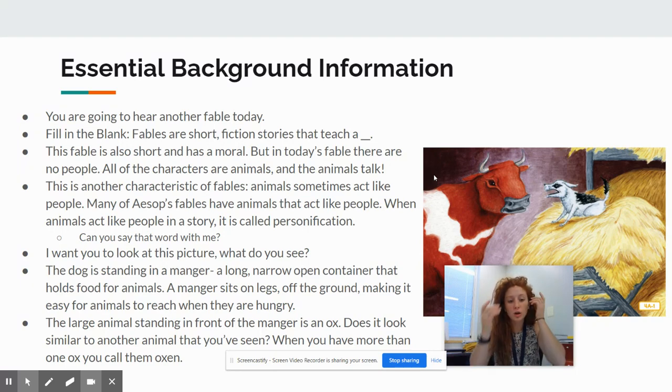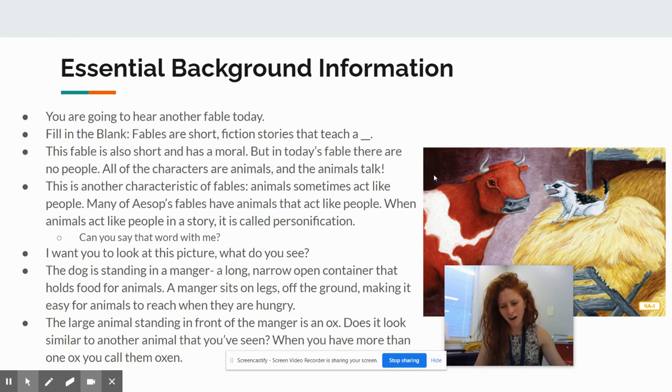So this fable is also short and it has a moral, but in today's fable, there are no people. So this is the first fable that we're reading that doesn't have a single person in it. It's only animals, okay? So all of the characters are animals, and the animals can talk. Hang on. The animals can talk? Let me ask you a question. Can animals really talk in real life?